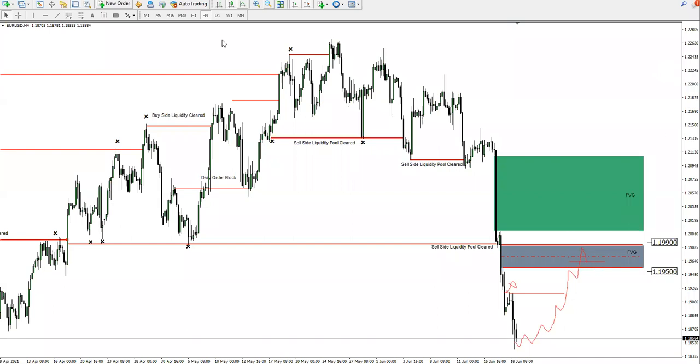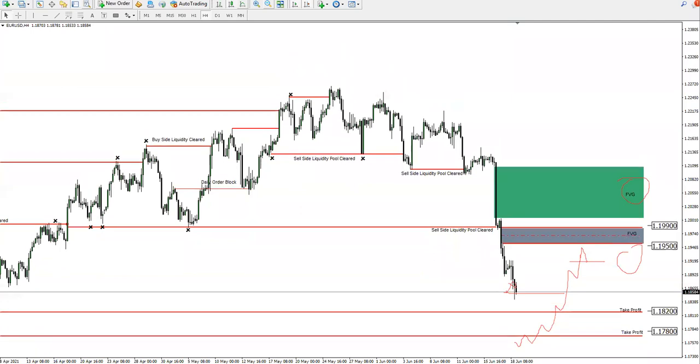So we are going to be looking at three points: this fair value gap, this fair value gap, and in between these two, we have this order block right here. In terms of the targets, we are going to be aiming for 1.1820 and 1.17800. So these are going to be the two take profit levels that I'm going to be eyeing as well.